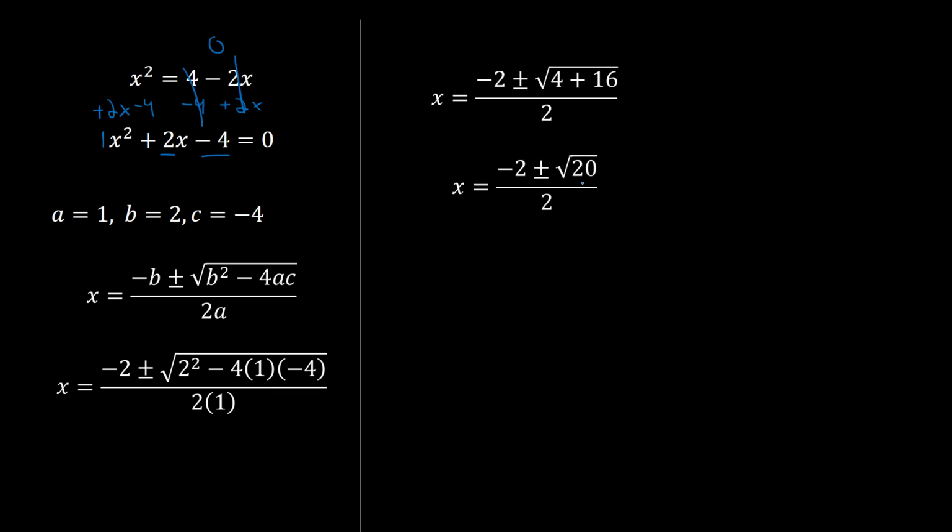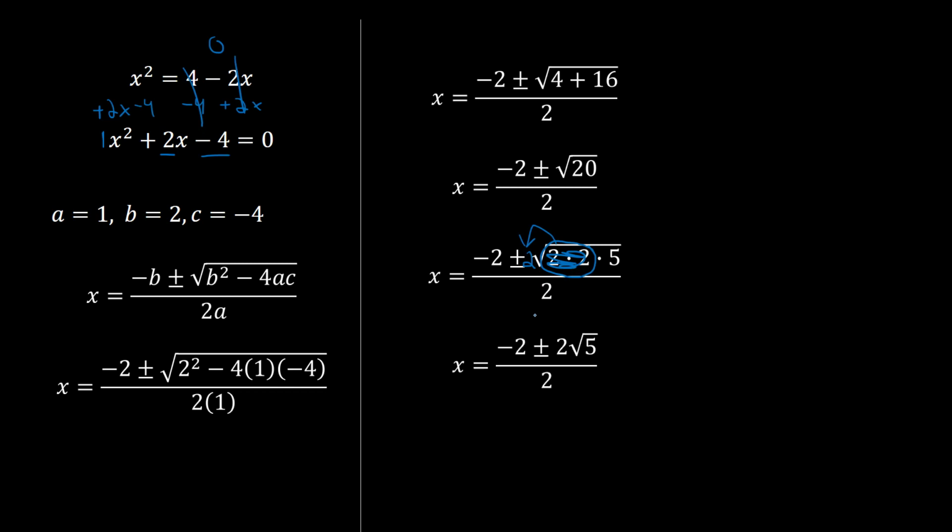And then simplify as needed. Here we have the square root of 20, which can break down to be a product of 2 times 2 times 5. We can pull out a group of 2s. We have one group of 2, so we pull out 1, 2. We're left with a 5 on the inside. So we have negative 2 plus or minus 2 square root of 5 over 2. But notice every term you can divide by 2, which leaves me with a 1, 1, and 1. So my solution would be negative 1 plus or minus the square root of 5.